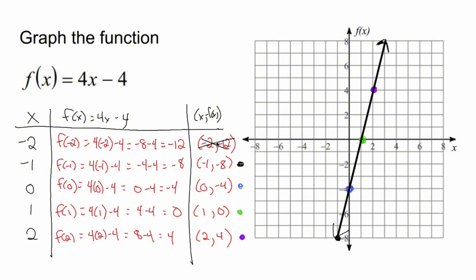Oh, well, one of them didn't work, but 4 of them did. And 4 points is more than enough to make a nice straight line. So there you have it. That's how you graph a function.